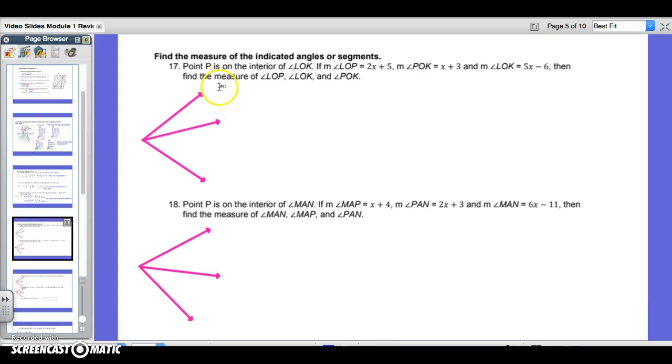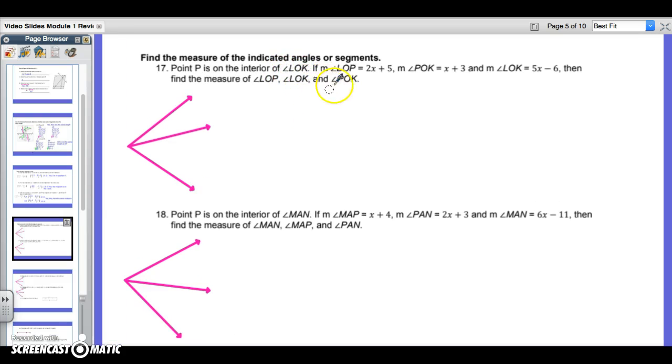Okay, in this question it says point P is on the interior of angle LOK. If the measure of angle LOP is 2x plus 5, and the measurement of POK is x plus 3, and the measurement of LOK is 5x minus 6, then find the measure of all of these angles, basically.